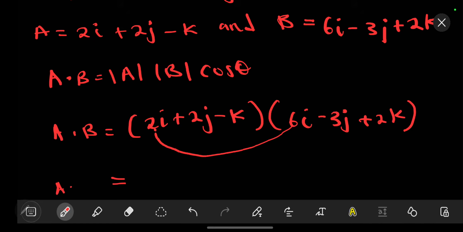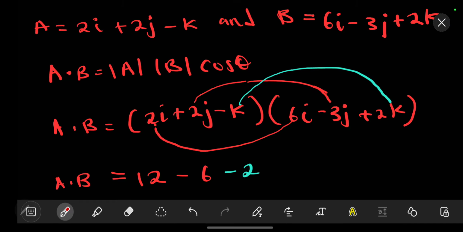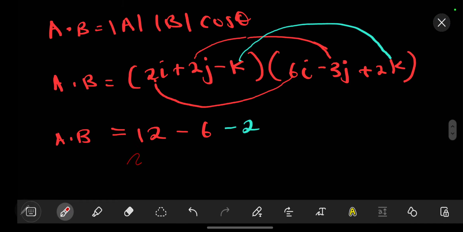So our A dot B should be equal to 2 times 6, which is 12. Then we move to our 2 times 3 here, this one is going to give us a negative 6. Then finally our k, the last value with the last value, it will be minus 2. So our 12 minus 6 minus 2 will give us 4. So A dot B is equal to 4.